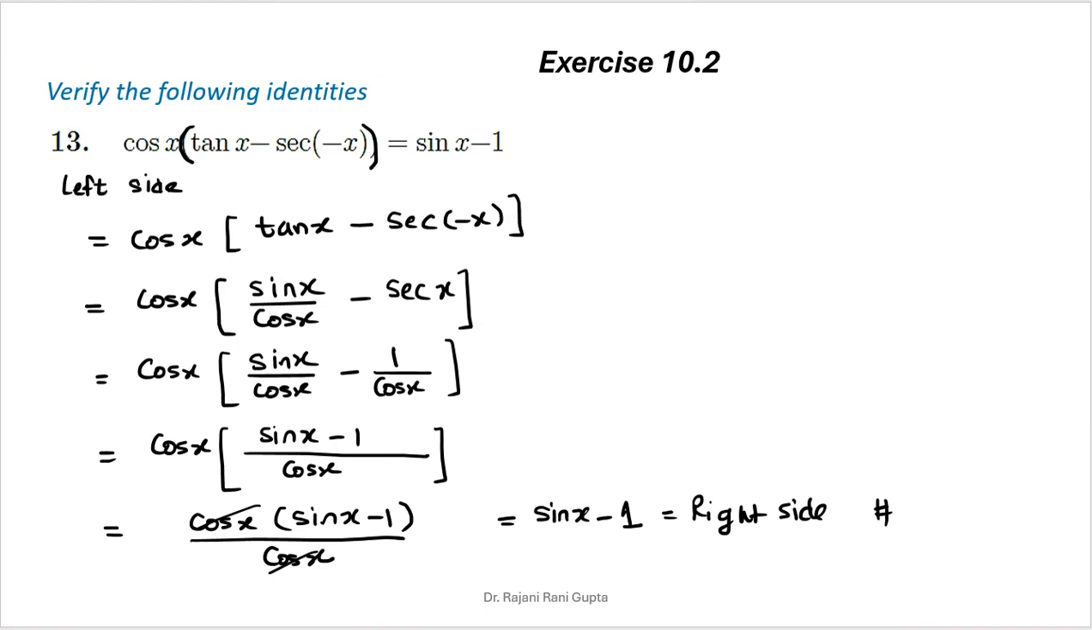Hence, proved. So the key idea is to start with one side, use the identities, and simplify, and you will easily get the right side.